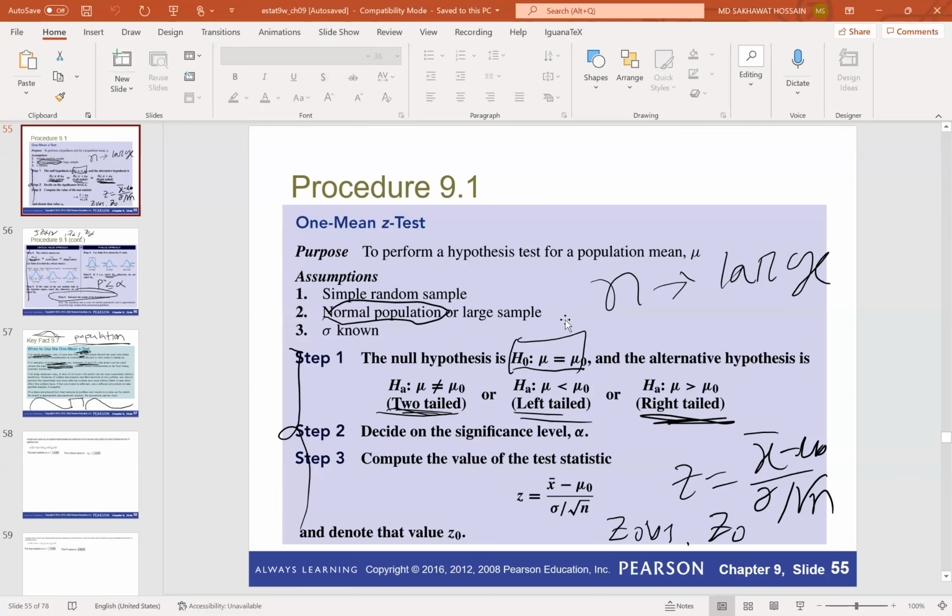Okay, so we need three assumptions. First assumption is simple random sample, and second one is normal population or large sample, and sigma is known. And we will follow these steps to perform the hypothesis test. The first step is we need to write the hypothesis, then we need to decide the significance level. That's when we need to decide the alpha value. Then we have to compute the test statistic, the Z observed or Z0.